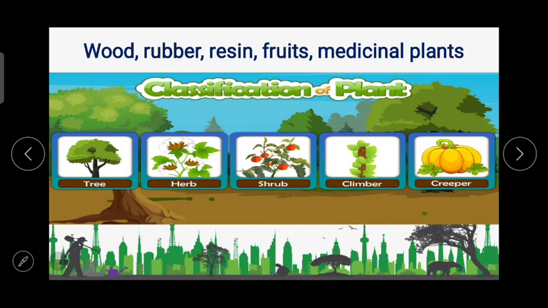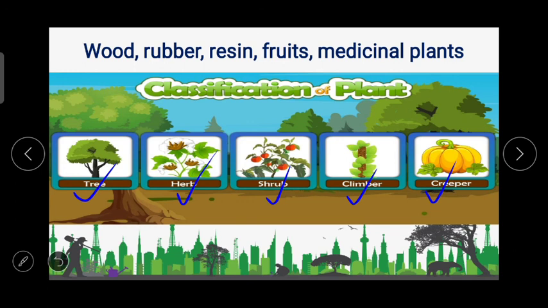there are various plants on land surface, and plants are broadly classified as grass, herbs, shrubs and trees. Here you can see tree, herb, shrub, climber and creeper. These are the types of the classification of plants. So the basic thing about the plants is that we are dependent on the plants.